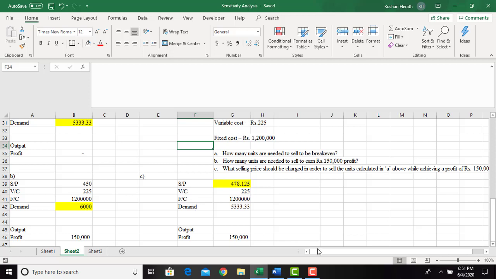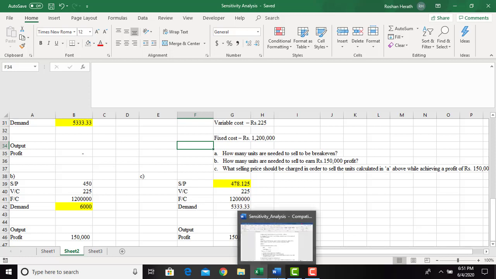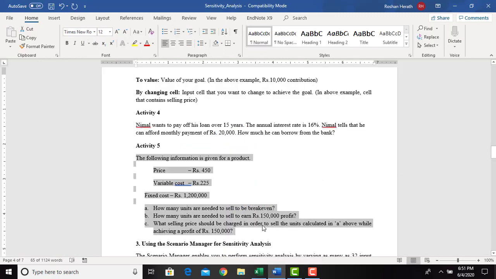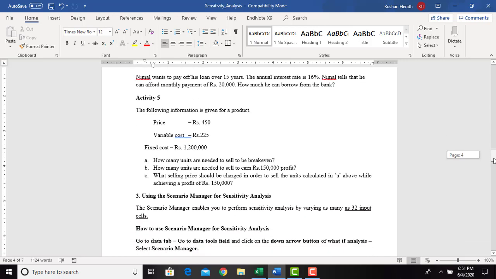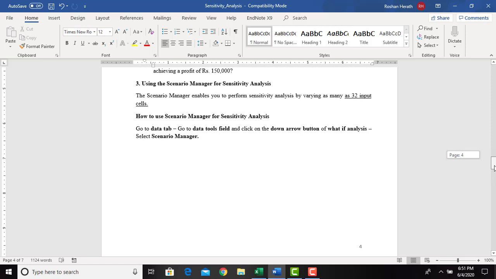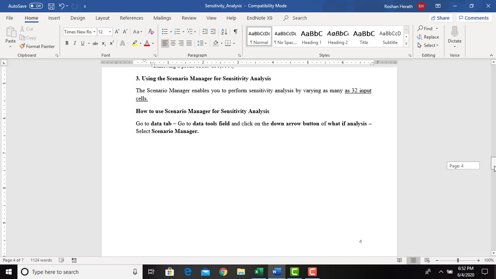So far we have finished discussing two of the tools that are used under sensitivity analysis. Then we can move on to the final one. The final tool we are expected to discuss under this is called the scenario manager, right? When it comes to the scenario manager, this is the most advanced stage in sensitivity analysis.